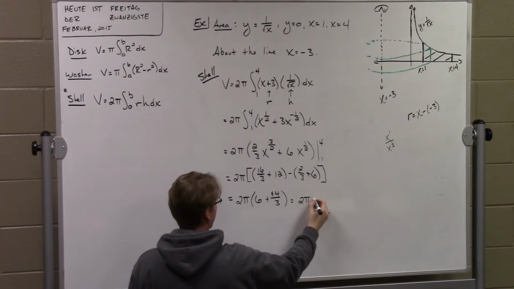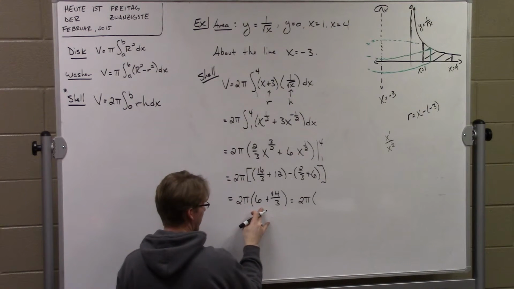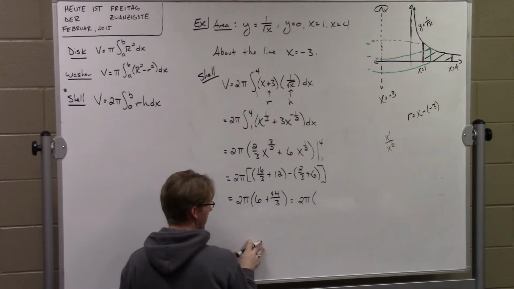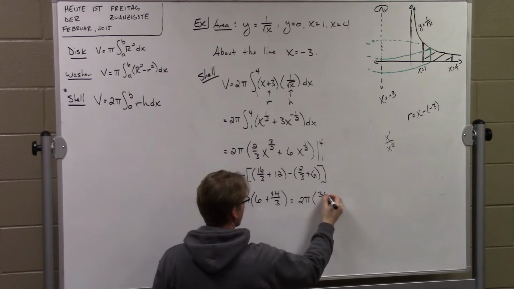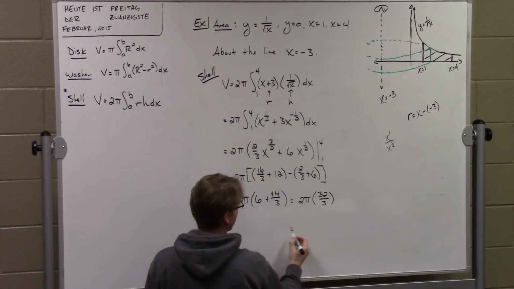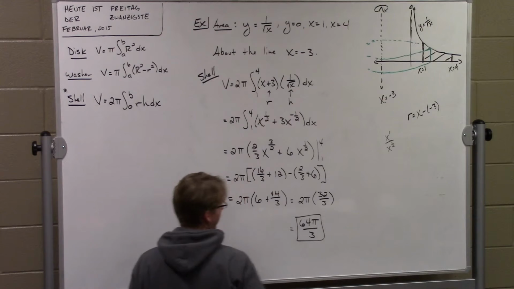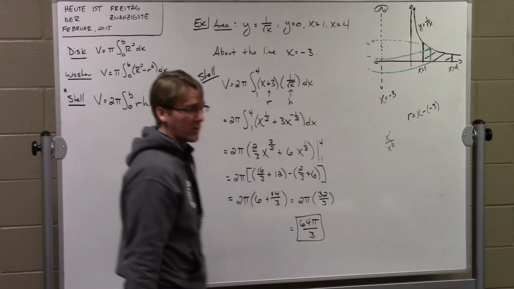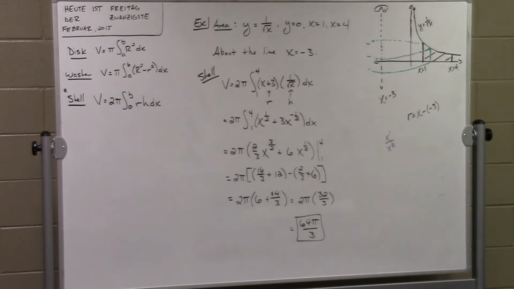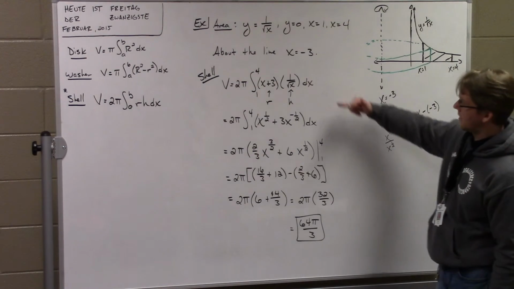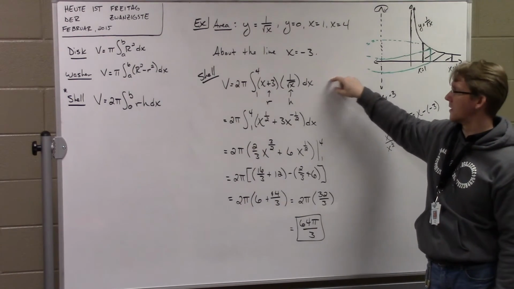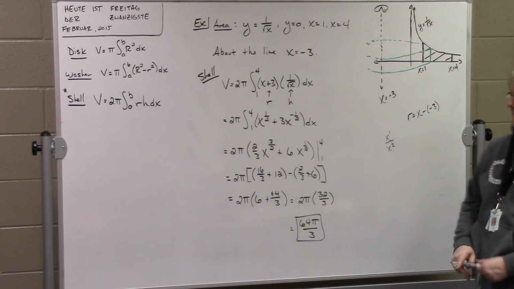All right, we got 2 pi, what is this? 18/3 for 6. Yeah. 18/3 plus 14/3 is 32/3. Yeah, 32/3. For a grand total of 64 pi over 3, or whatever the decimal equivalent of that is. And if this were a calculator problem, I would be done here. Type it in, equals decimal, whatever that is.